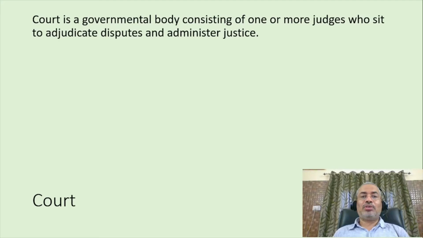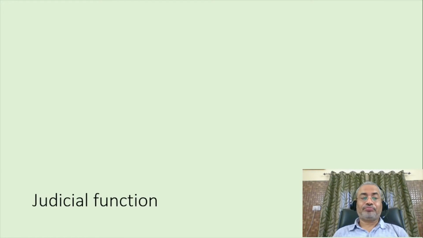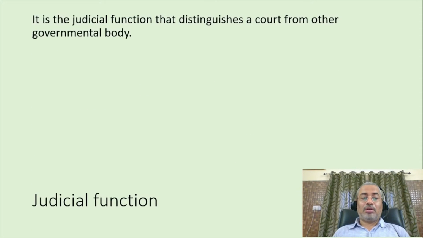Court. Court is a governmental body consisting of one or more judges who sit to adjudicate disputes and administer justice. Adjudication is a technical term here. It means hearing the issue from both the sides and making a decision after examining all the relevant evidence. It is the judicial function that distinguishes a court from other governmental bodies.